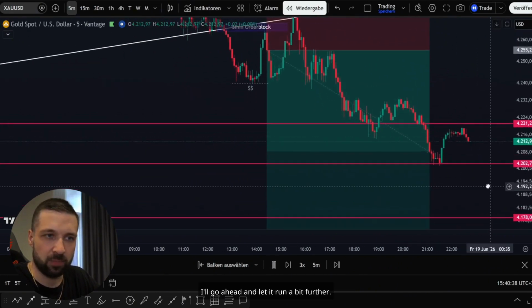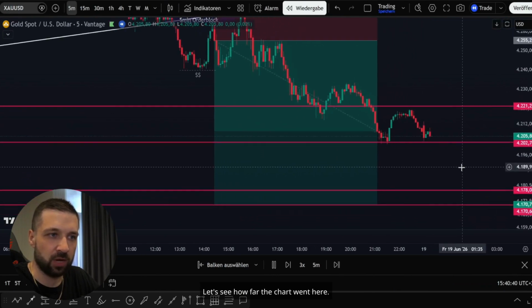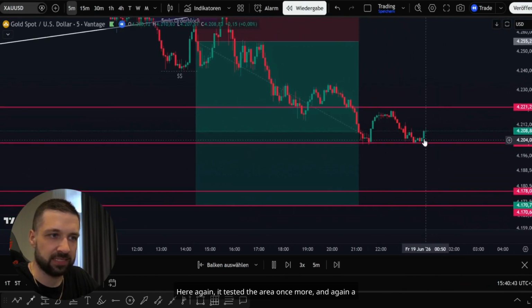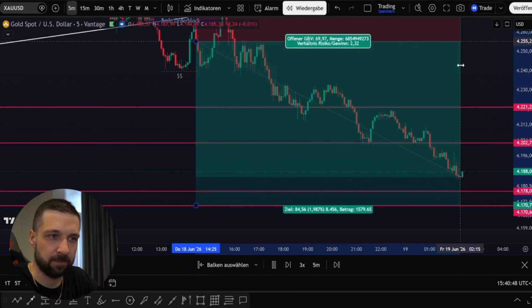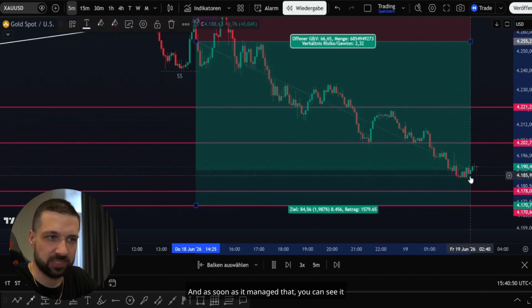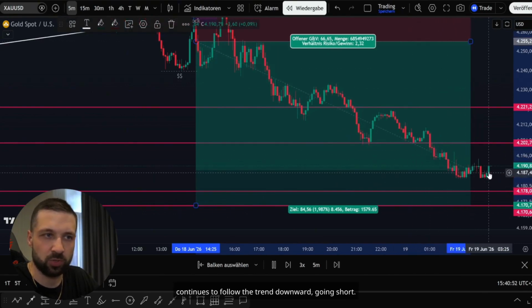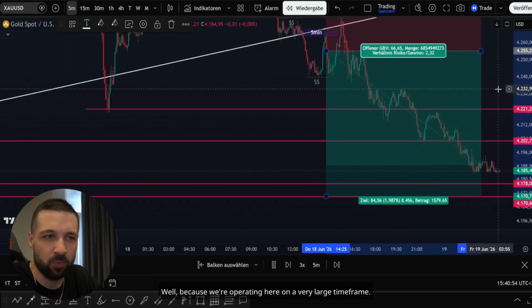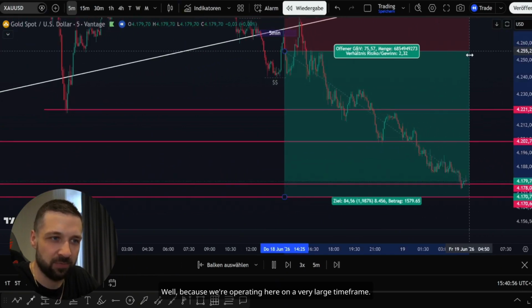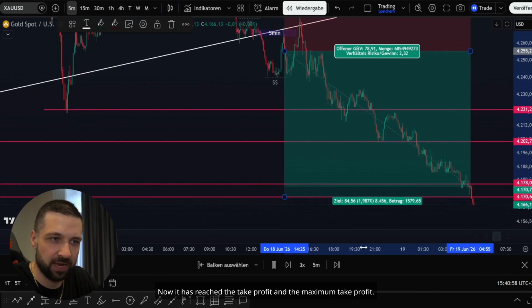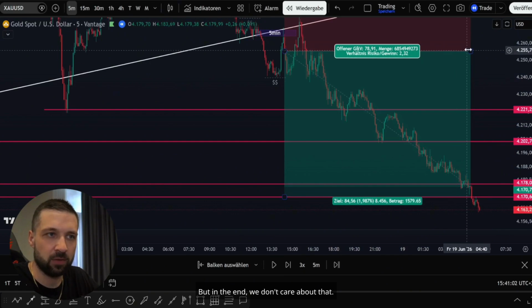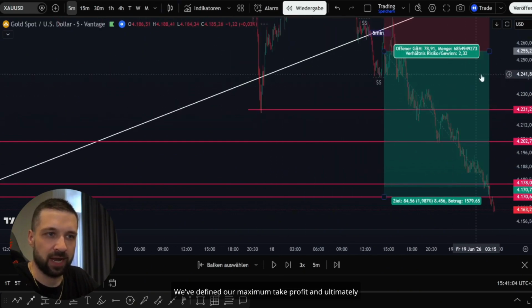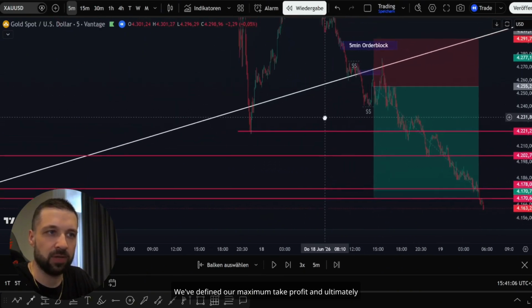I'll go ahead and let it run a bit further. Let's see how far the chart went here. Here again, it tested the area once more, and again a few buyers came in, but now it finally managed to break through to the downside. And as soon as it managed that, you can see it continues to follow the trend downward, going short. And why is that? Well, because we're operating here on a very large time frame. Now it has reached the take profit and the maximum take profit. Boom. It will probably go even lower, but in the end, we don't care about that. We've defined our maximum take profit and ultimately reached it.